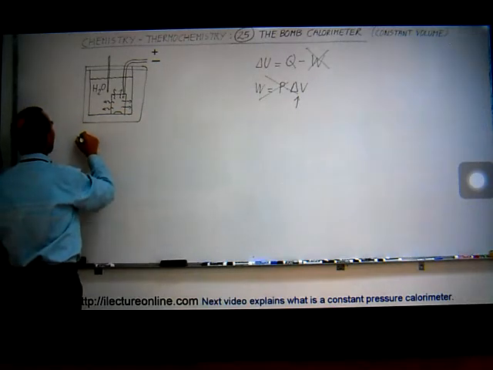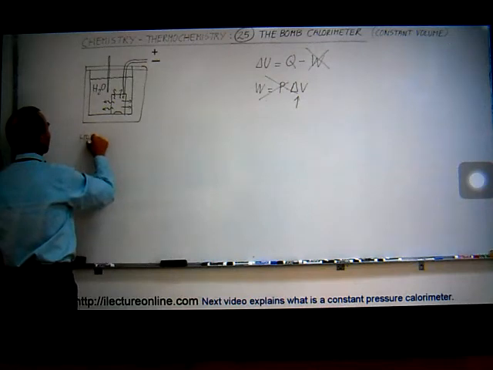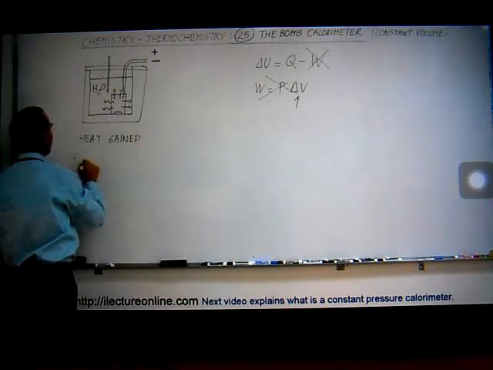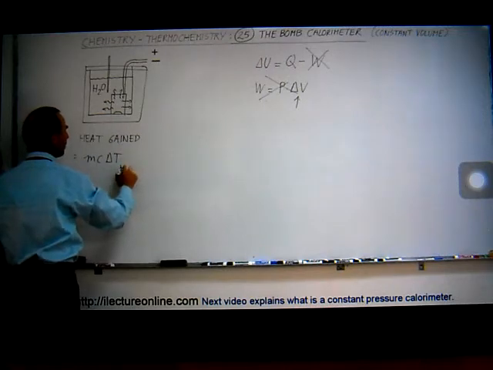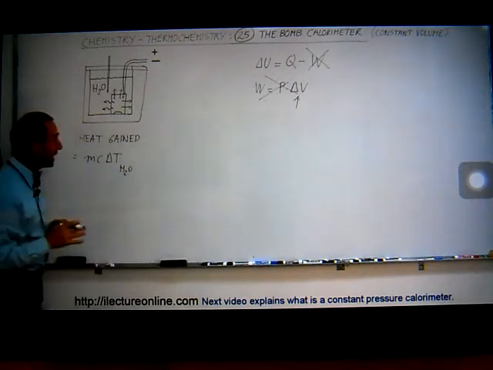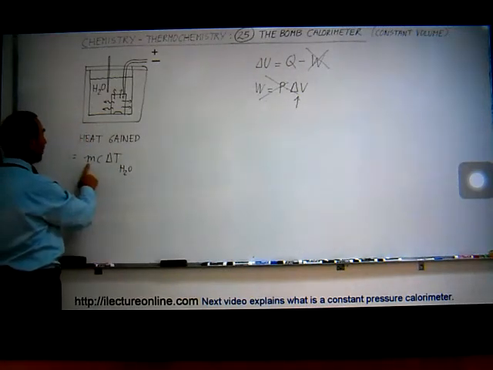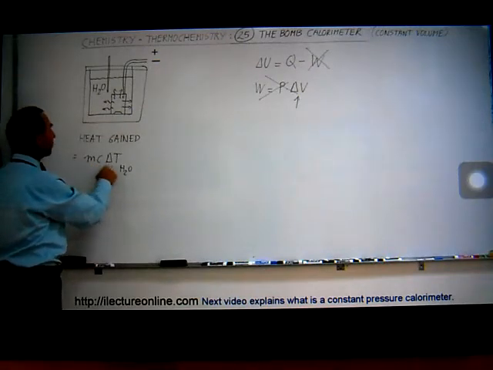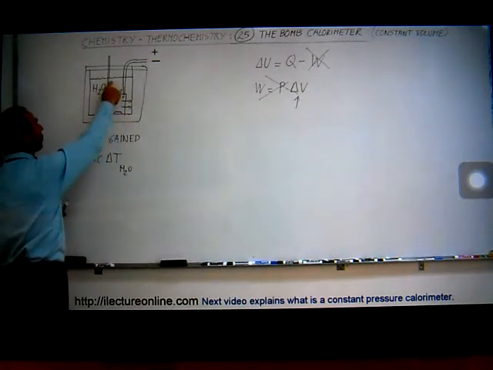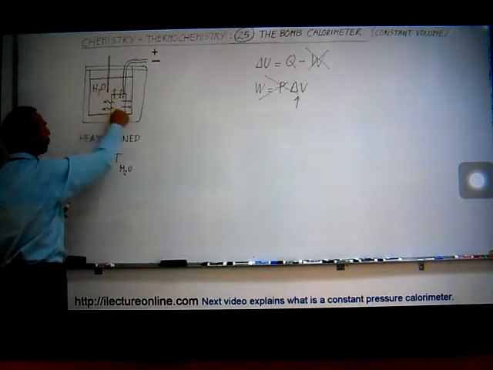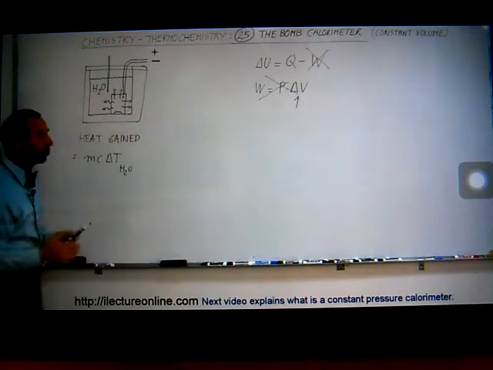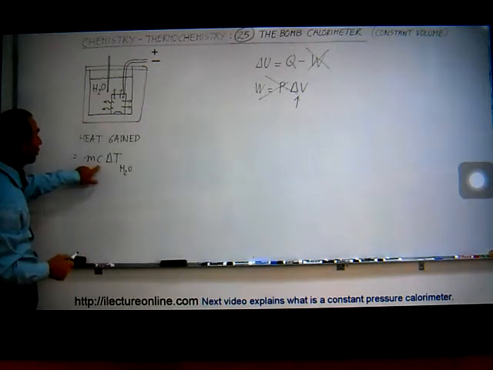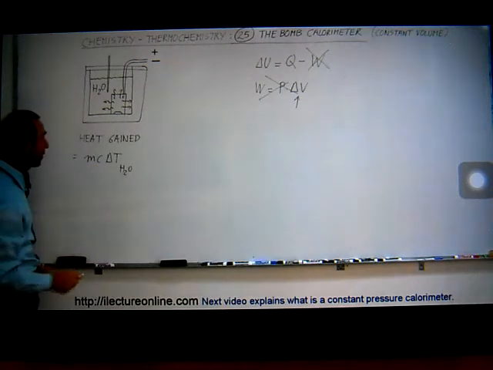So we have to then say that heat gained by the calorimeter is going to be equal to the MC delta T of the water. Remember that heat gained by a substance is always equal to the mass times the specific heat times the change in the temperature. Of course, we're going to measure the change in the temperature. We're going to know how much water we have, and of course, you know that the specific heat for water is equal to 1 calorie per gram per centigrade degree.